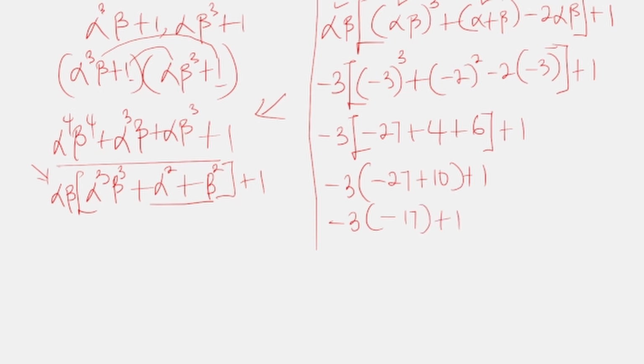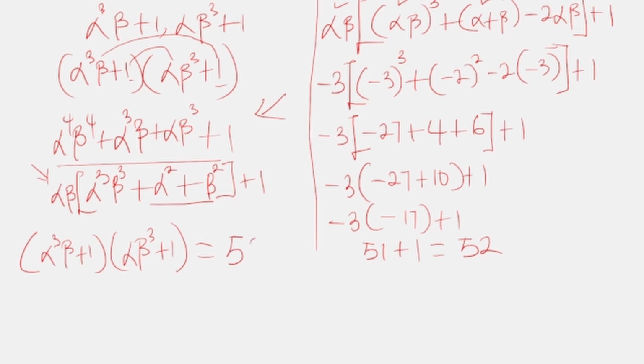Okay. Now, let's continue with the simplification. Negative 3 times negative 17. 3 times 17 will give you 51. So here we have 51 plus 1 is equal to what? 52. Now, this means that the product of the new roots, which is alpha cubed beta plus 1 multiplied by alpha beta cubed plus 1, is equal to 52.